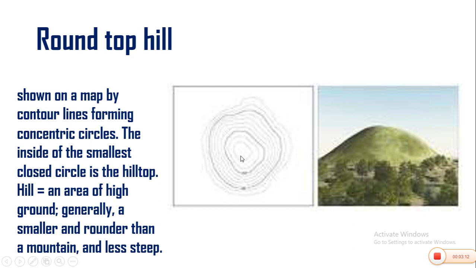You see that this feature is different. This contour line is different from the previous one, that of the conical hill. And the closed circle is the hilltop. A hill is an area of high ground, and generally smaller and rounder than a mountain, and it is less steep. If you look at this hill, it is less steep. This end is not that sharp, so it's less steep.